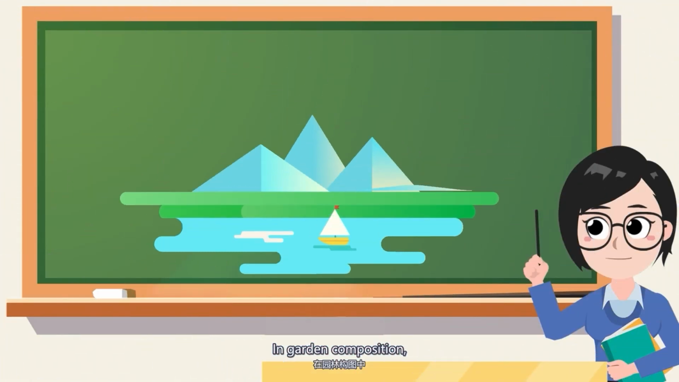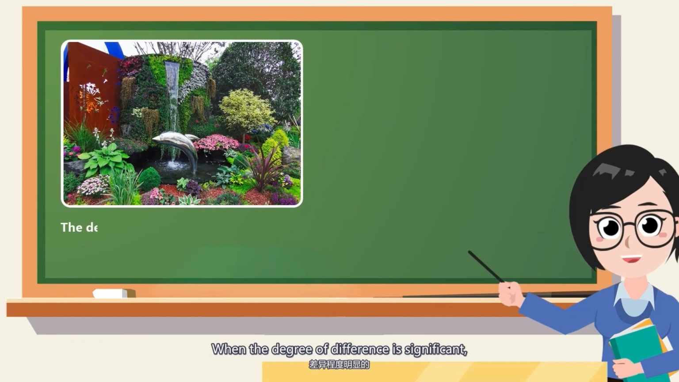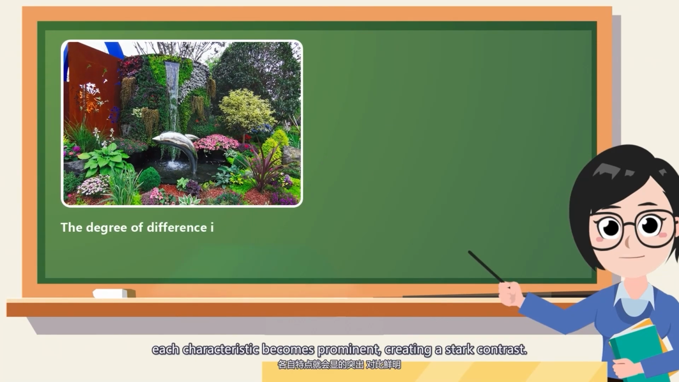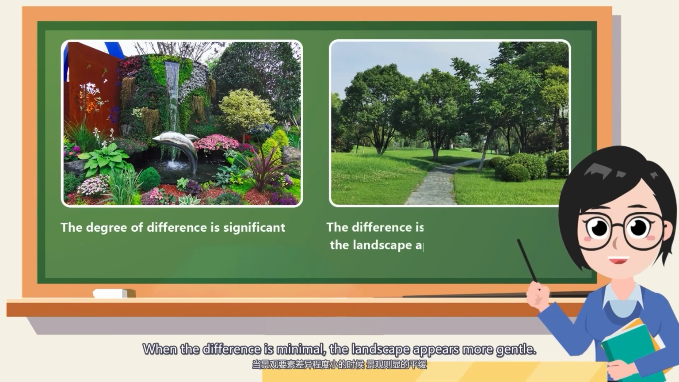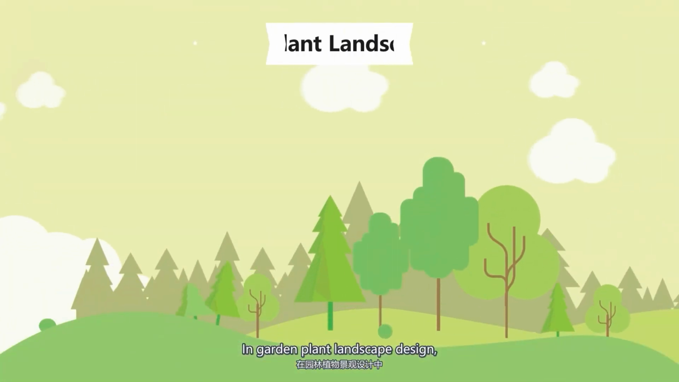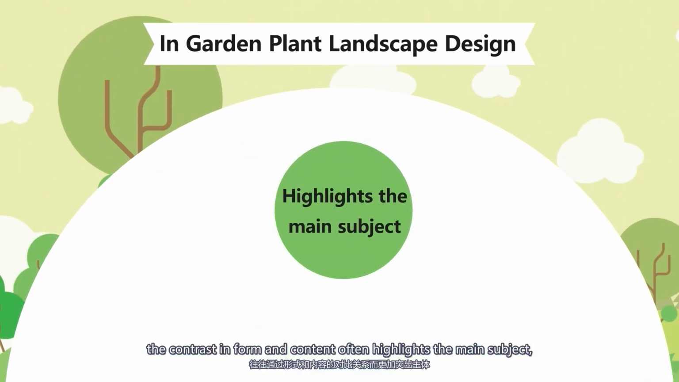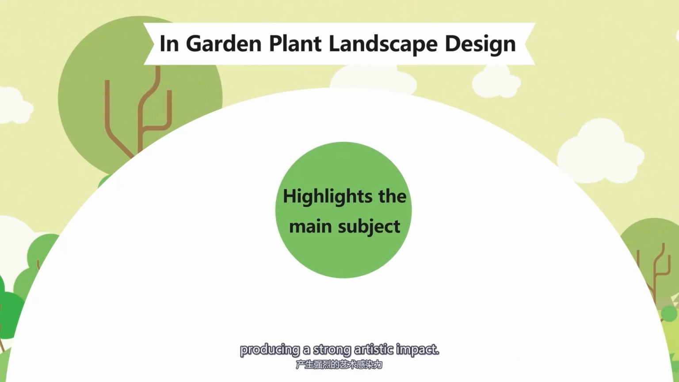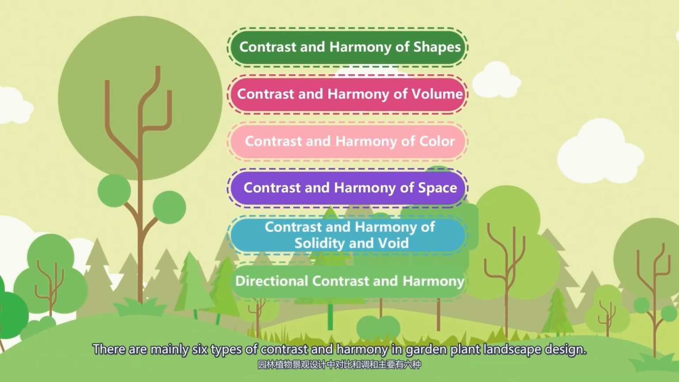In garden composition, there is always a certain degree of difference between any two elements. When the degree of difference is significant, each characteristic becomes prominent, creating a stark contrast. When the difference is minimal, the landscape appears more gentle. In garden plant landscape design, the contrast in form and content often highlights the main subject, producing a strong artistic impact. There are mainly 6 types of contrast and harmony in garden plant landscape design.